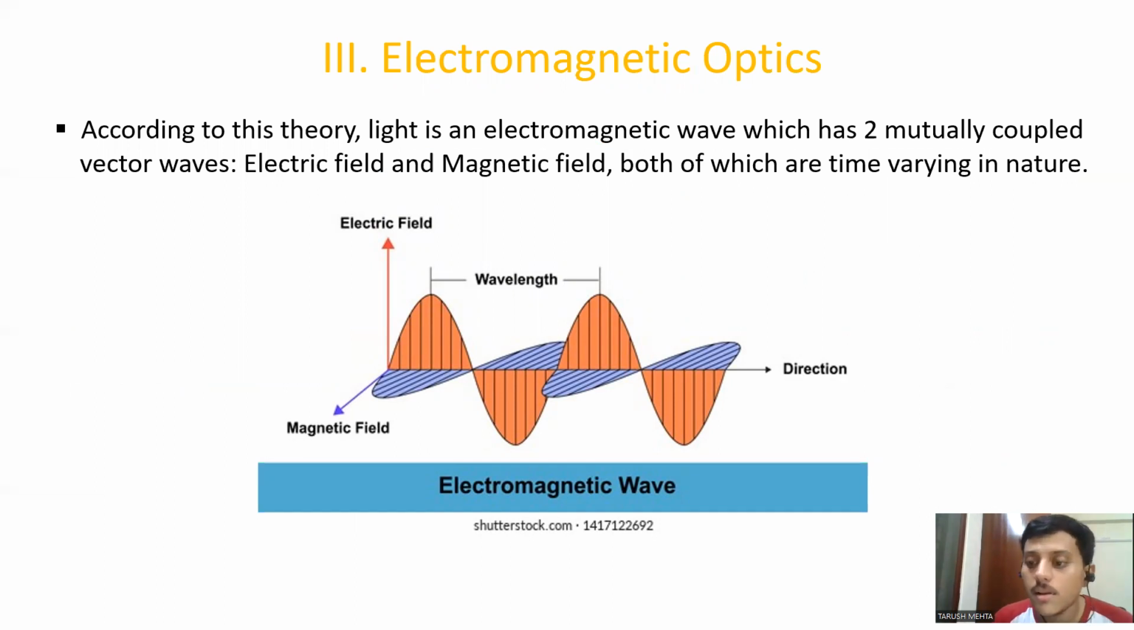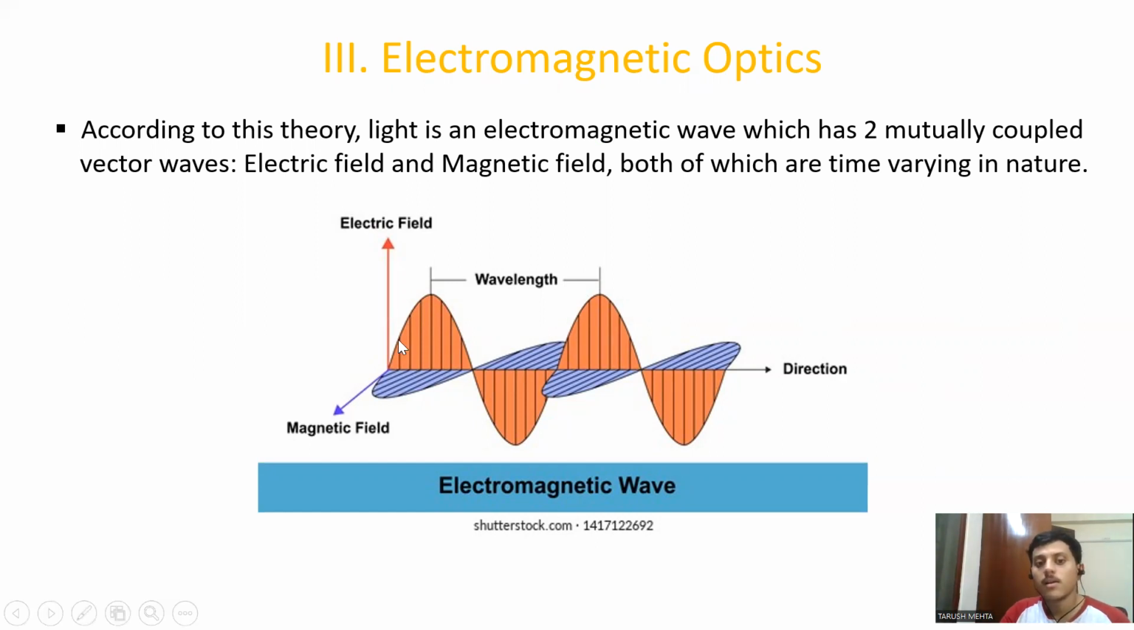So this completes the wave optics, and now we move on to the third theory of light, that is electromagnetic optics. According to this theory, light is an electromagnetic wave which has two mutually coupled vector waves, electric field and magnetic field, both of which are time varying in nature. In wave optics, we were treating light as a scalar wave, but in electromagnetic optics, light is assumed to be a vector wave, which itself comprises two vector components, electric field and magnetic field.